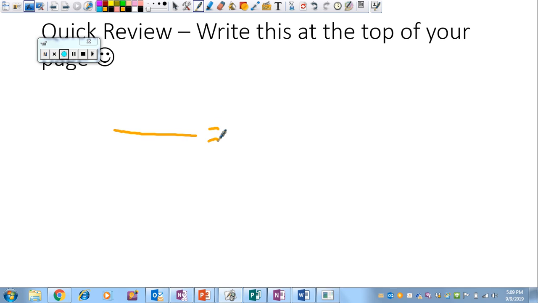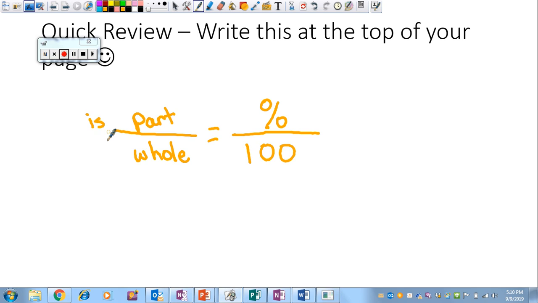You're doing percents today. So a percent, you're going to use a proportion. 100 goes on the bottom, and whatever the percent is goes on top of that. On the other side, you have the part and the whole. So we've talked that this could be the is and this is the of. That's not always perfect because sometimes the word is and of isn't in your problem. But when it is, it's a good clue. So this part over whole equals percent over 100.